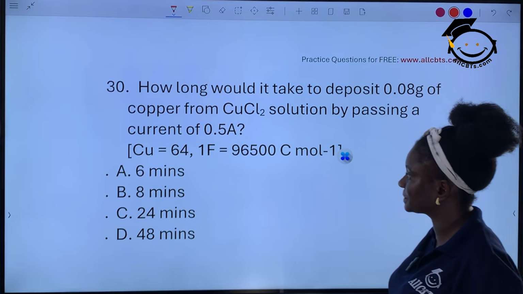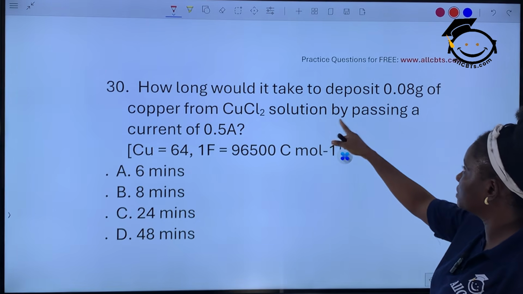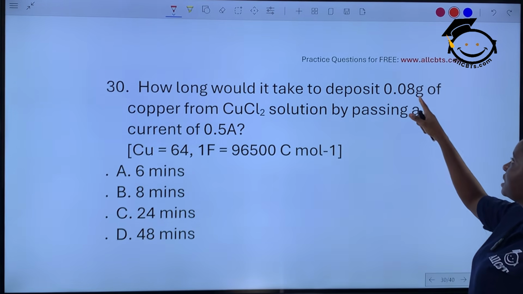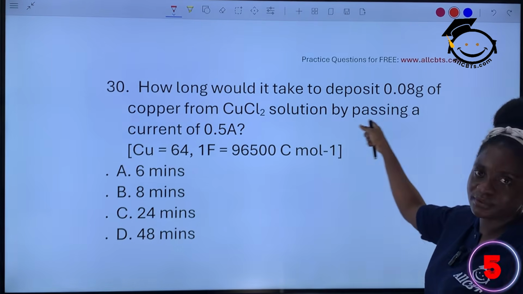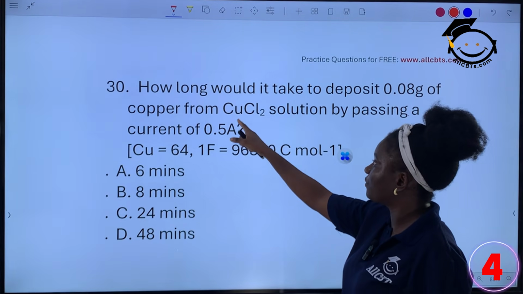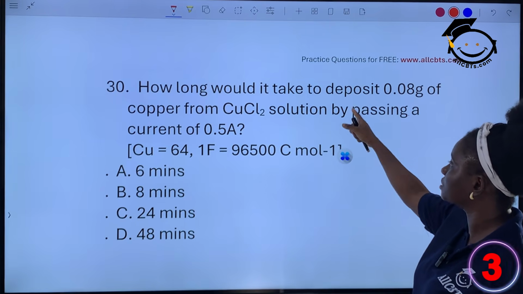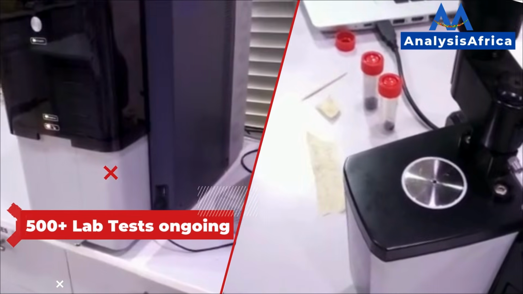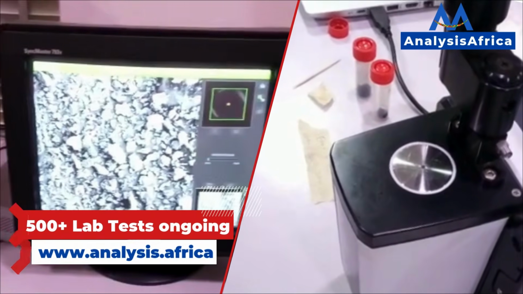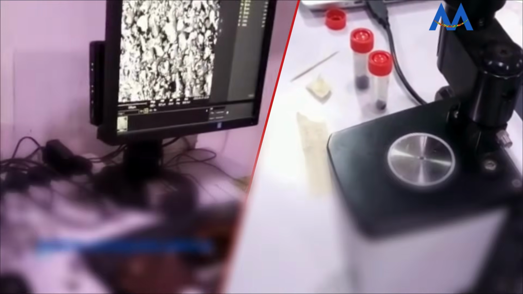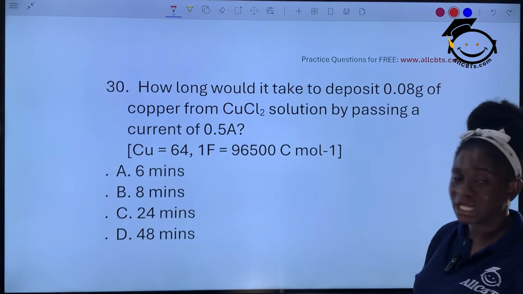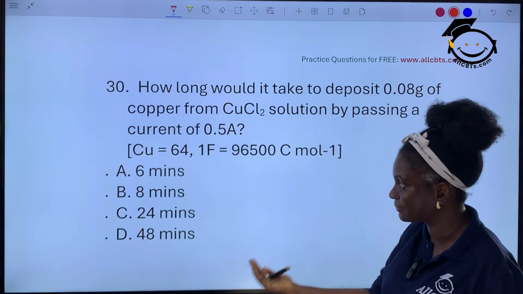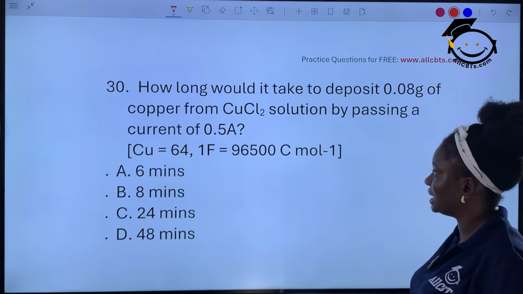Question 30. How long would it take to deposit 0.08 gram of copper from copper chloride solution by passing a current of 0.5 ampere? So we have to calculate the time in minutes. So let's start.